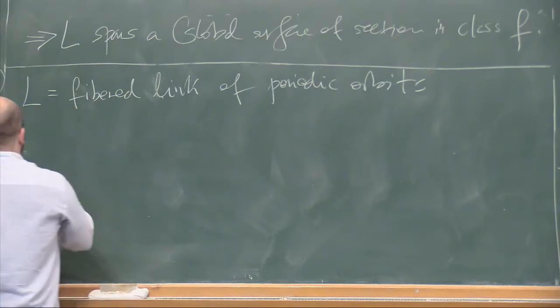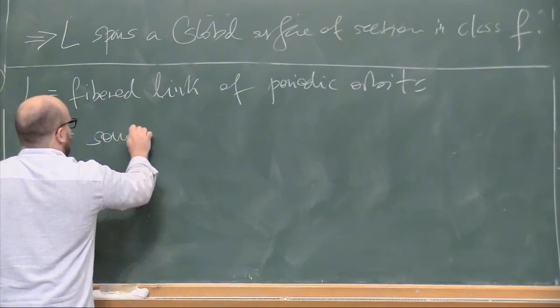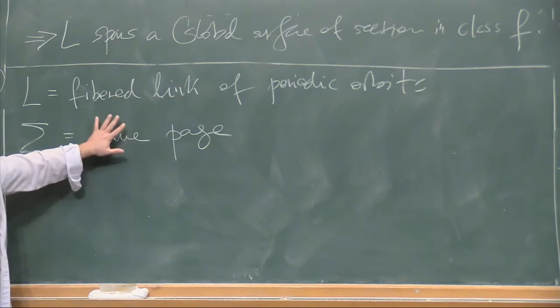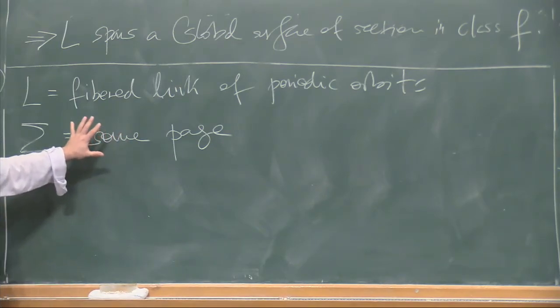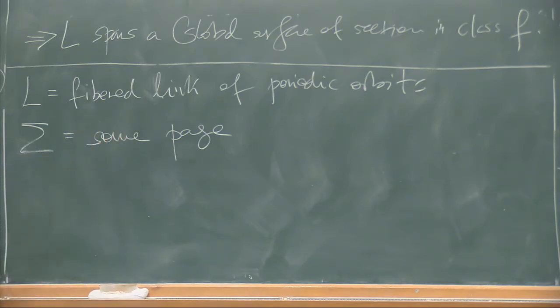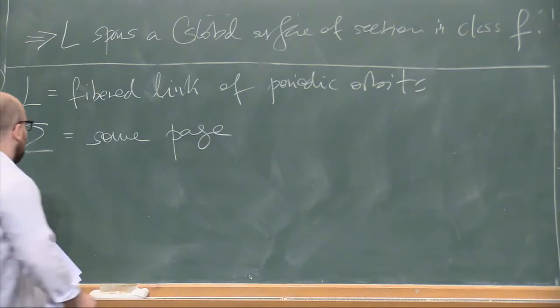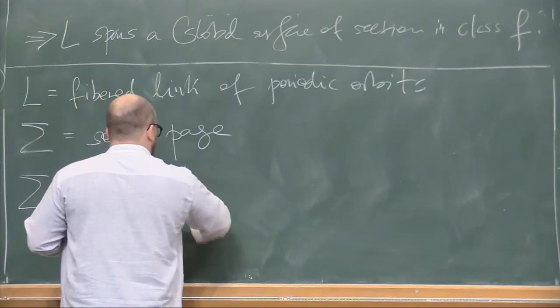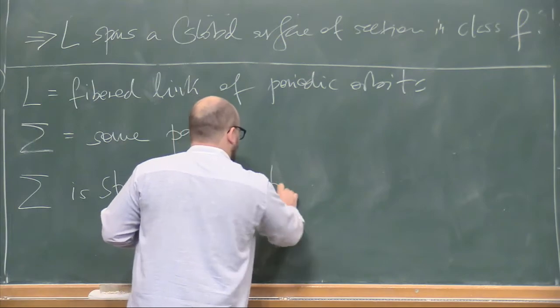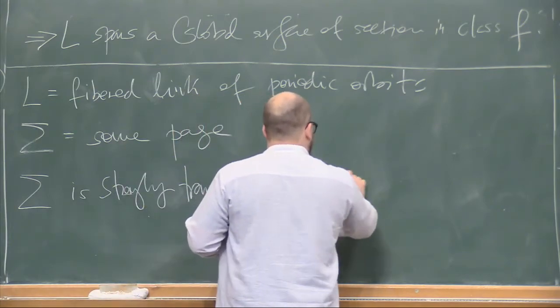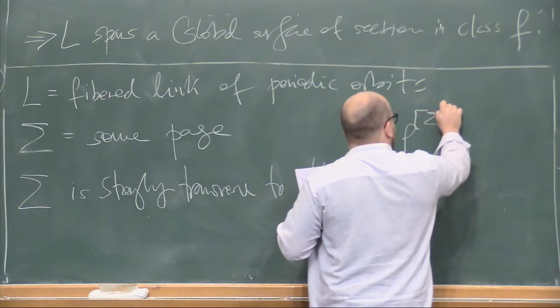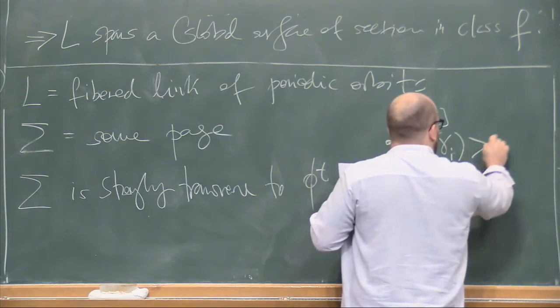And let's consider a page. So this is just a leaf on this fibration in the complement. Are there any questions about fibered links? Okay. So I'll say that sigma is strongly transverse to the flow if the rotation number of the class sigma on all gamma i is positive.